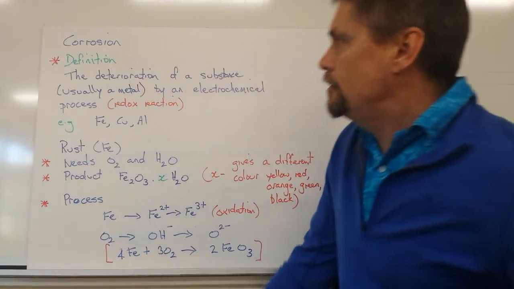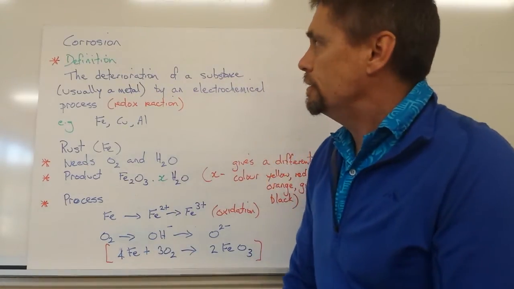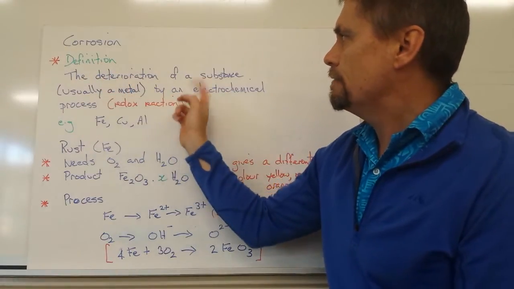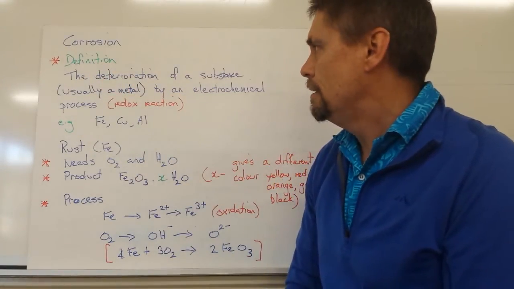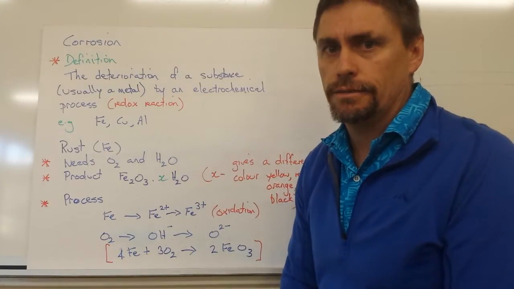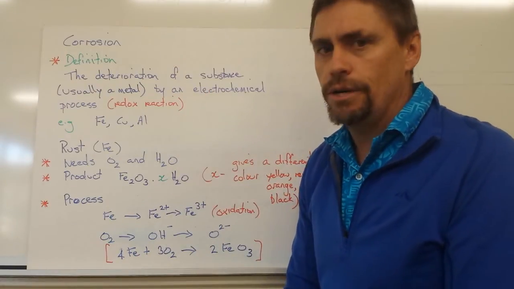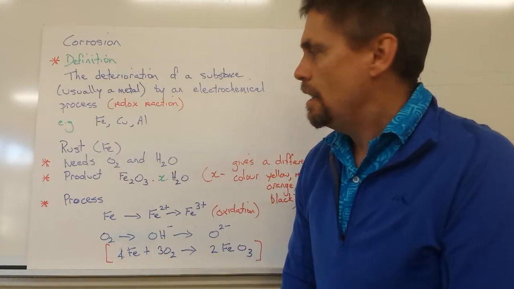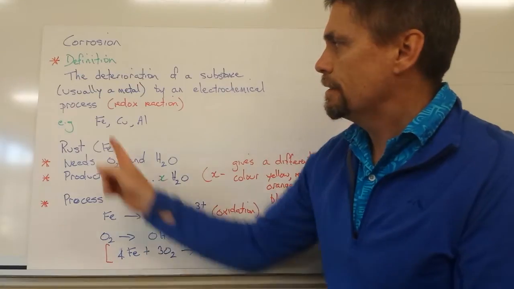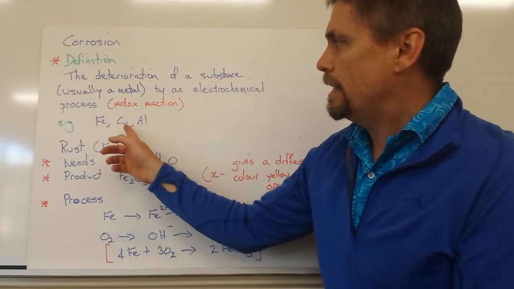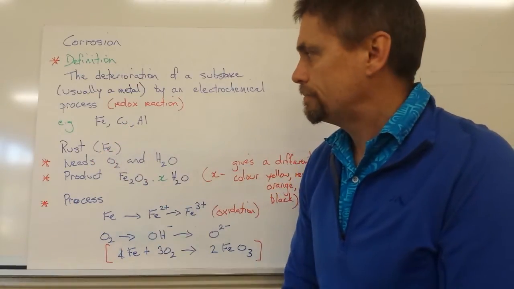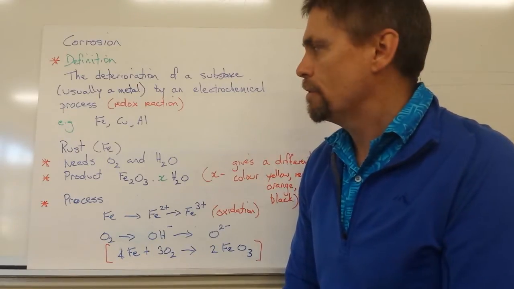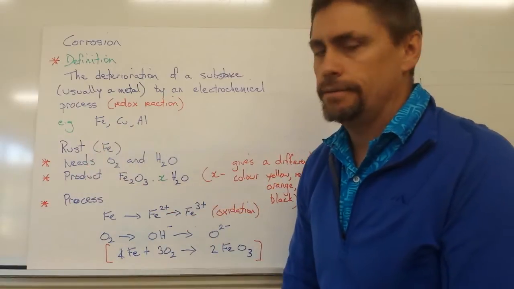Let's have a look at an application of a redox reaction. So corrosion by definition is the deterioration of a substance, usually a metal, by an electrochemical process. In other words, we get the deterioration of a substance through a redox reaction. And the common ones that we come across are the rusting of iron, the oxidation of copper and aluminium. The most common one, and the one that millions of dollars is spent on preventing, is the rusting of iron.